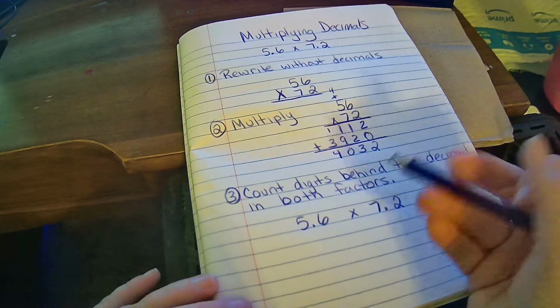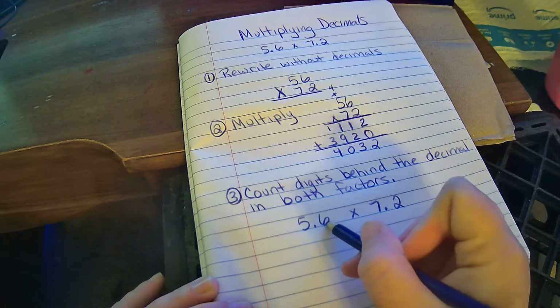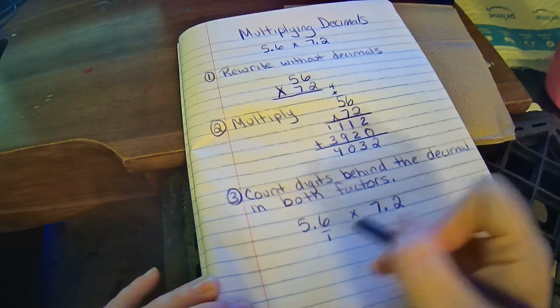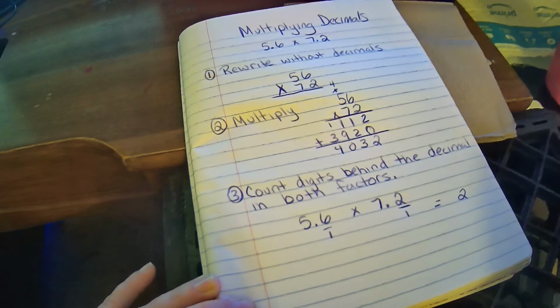Okay, so we're going to count the digits that are behind the decimals. So behind means behind. And right here I have 1, and here I have 1. So I have a total of 2 numbers behind the decimal.